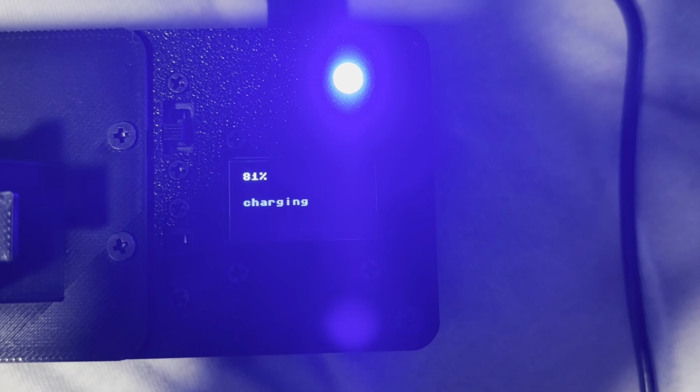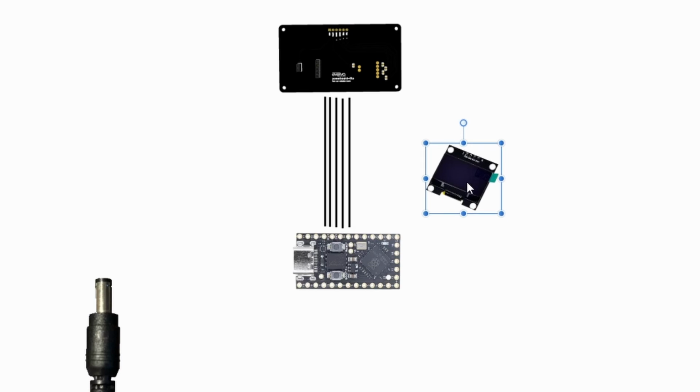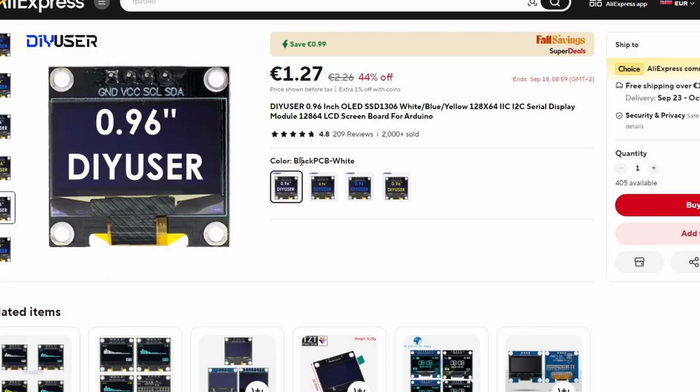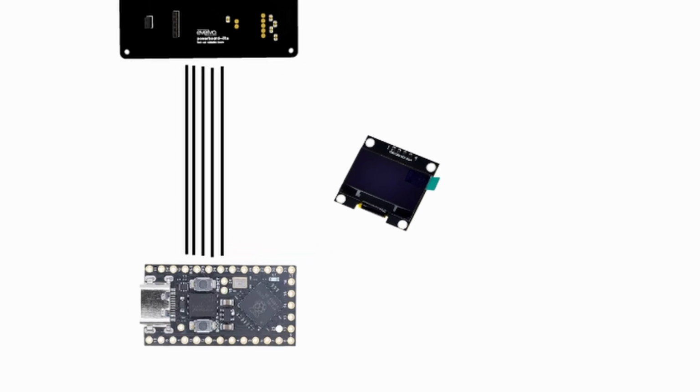Now that we have power and the base components of the machine in place, we're gonna need a way to display information like battery percentage and charge status to the user. So for that, we're gonna need to use a display. And again, I turned to AliExpress to find a cheap 0.96 inch OLED display. These are great for projects like this because they are super easy to set up.